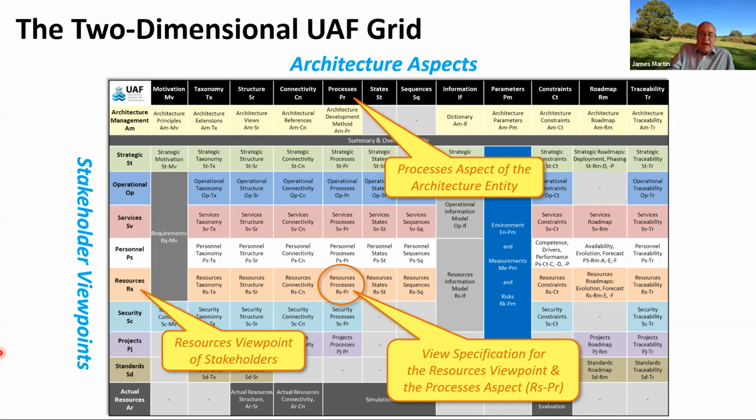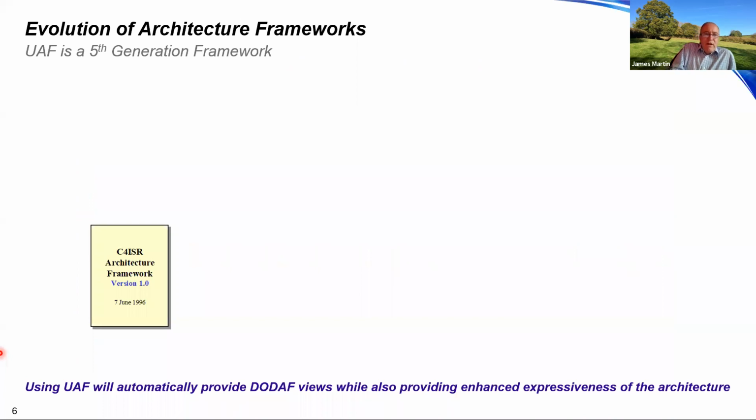So we use a 4-letter designation for these views. In this case, RS for resource and PR for process. That makes it much easier for people to know where they are in the overall grid of the framework. UAF itself is a 5th-generation framework. It builds upon the original framework in the U.S. Department of Defense called the C4ISR. C4 stands for Computers, Communications, Command and Control. ISR represents Intelligence, Surveillance, and Reconnaissance.